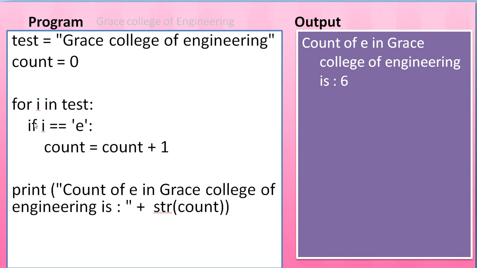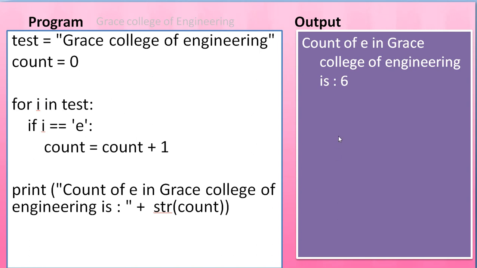Then the condition is true. It will enter this loop. So already the count value is 1. So 1 plus 1, 2. 2 is stored in count. Likewise, this will be done iteratively. For that, the for loop is used. Next, after doing all these operations up to the end of the string, the next step is print count of E in Grace College of Engineering is string of count.